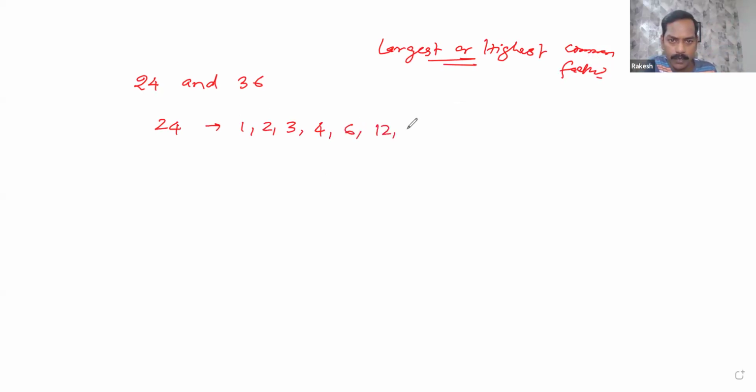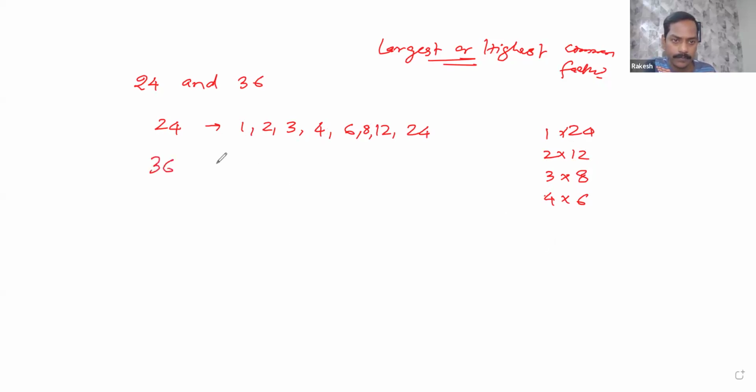So after 6, it will be 12 and then 24. Correct? You can take this logic also: 24, 1 into 24, then 2 into 12, 3 into 8. 3 into 8 is also right. So obviously I missed this. So यहाँ पे 8 भी आएगा. Then 4 into 6. And the next one is, I think we are done, right? So 1, 2, 3, 4, 6, 8, 12, and 24. These are factors of 24.